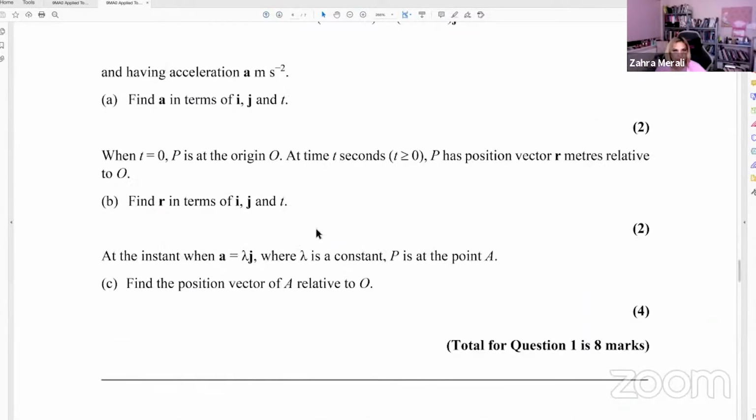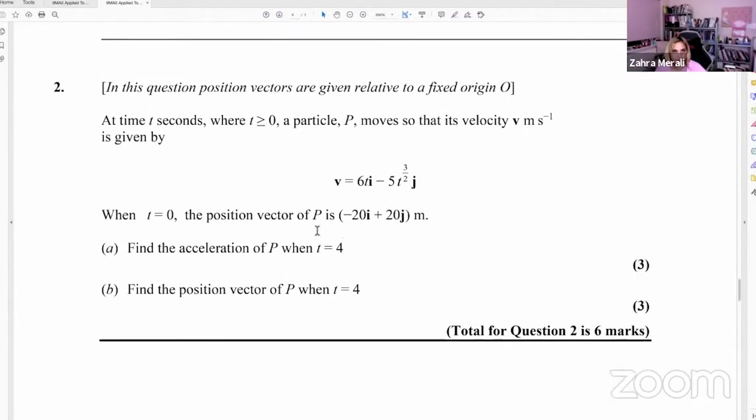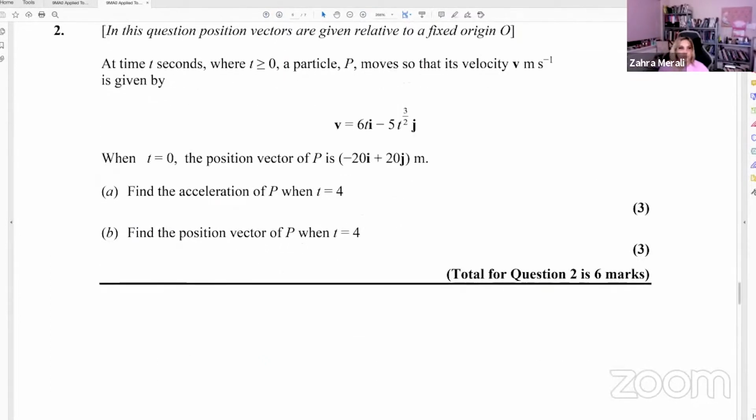Oops. Let's go here. So at time t equals t seconds, we've got a velocity, and we want to find the acceleration. So again, same thing as before, we've got SVAR, where we're differentiating down, but we're integrating up. We want to find the acceleration, so we're going to differentiate because we're going down. So a equals 6i, 5 times 3 over 2 is going to give me minus 15 over 2. 3 over 2 minus 1 is going to give me a half.